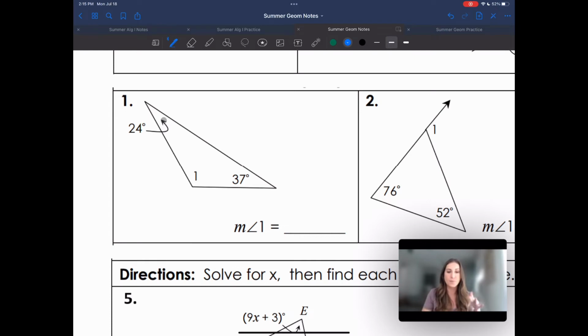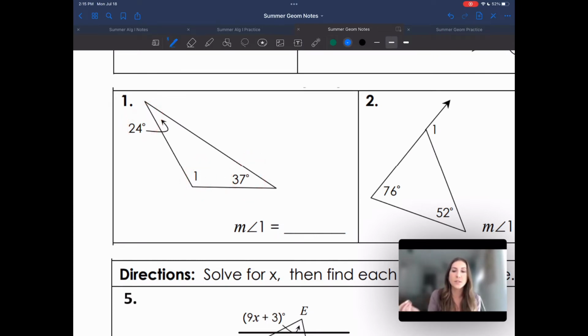It gives you a triangle, and it tells you one angle is 24 degrees, the other angle is 37 degrees, and they just put a 1 on this one. It's not saying that's 1 degree. Obviously, that's a larger angle, but they're labeling it angle 1. And it wants you to find the measure of angle 1. So think about it. We just learned that if we add this angle plus this angle plus this angle, it all has to add up to 180 degrees.